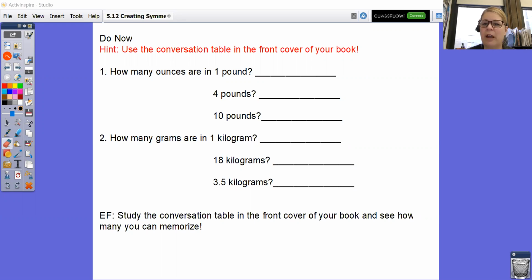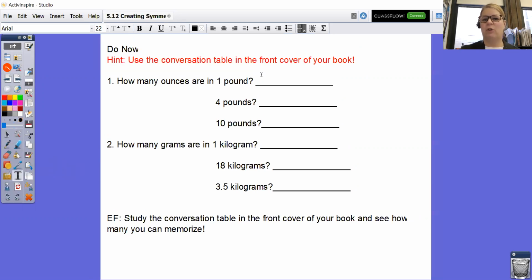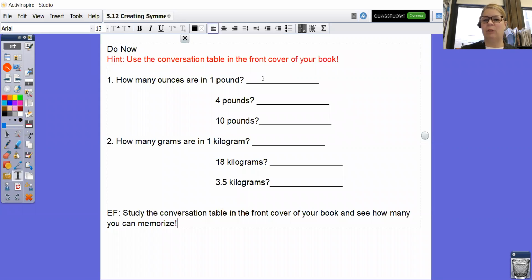If you don't remember how many ounces in 1 pound, go to the front of your math journal and look inside. There is a conversion chart. So let's do a couple of these together, and then you will finish them on your own. How many ounces in 1 pound? If I'm looking inside, I'm going to see that there are 16 ounces in 1 pound.